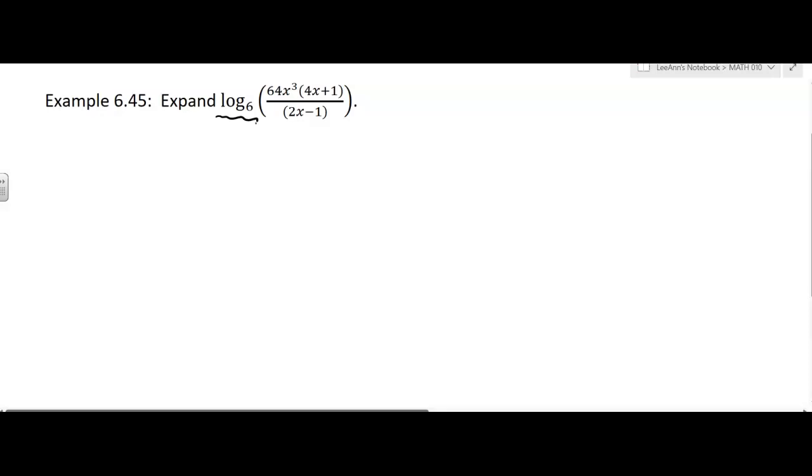Okay, so I want to think of that 64. 64, if you break it down to its primes, you're going to get 2 to the 6th. So just on your side paper, you can do that. That's going to make this easier to do. And it really isn't all that tricky, I don't think, but we'll see. So I'm going to replace the 64 with 2 to the 6th.